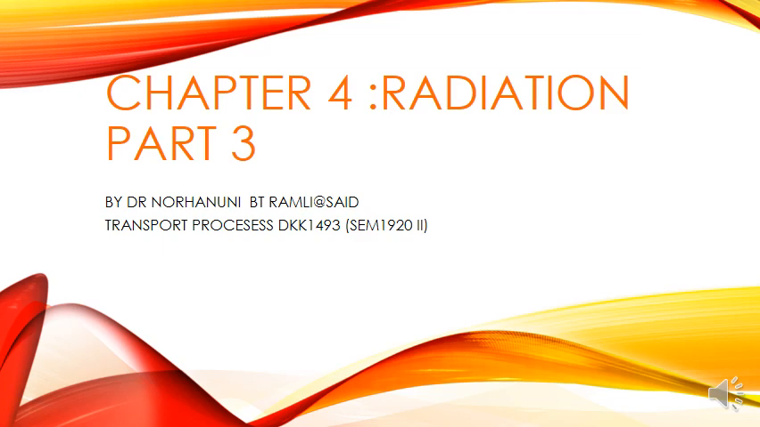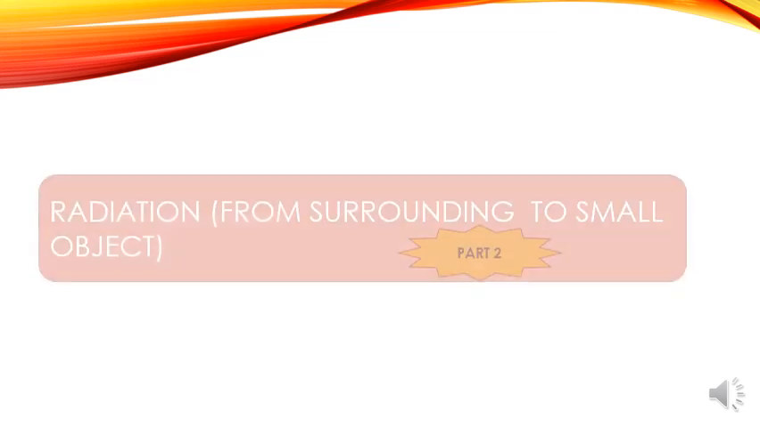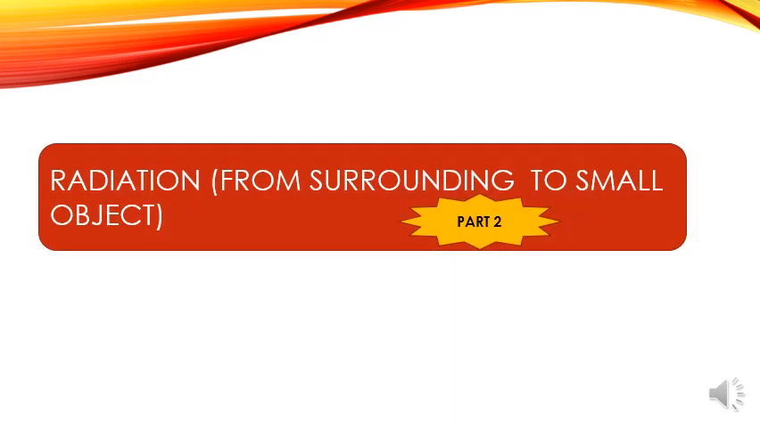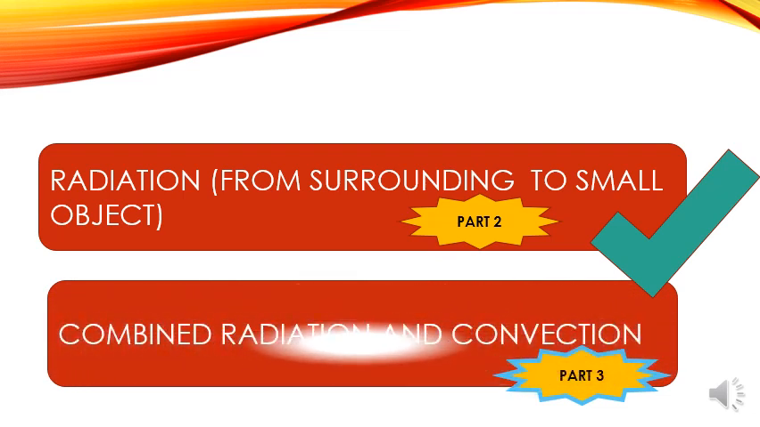Welcome back to my session for chapter 4. So today we're going to continue chapter 4 in part 3. Okay, so we already finished part 2 in which we learned about radiation from surroundings to a small object. Alright, so now in part 3 we will cover combined radiation and convection.